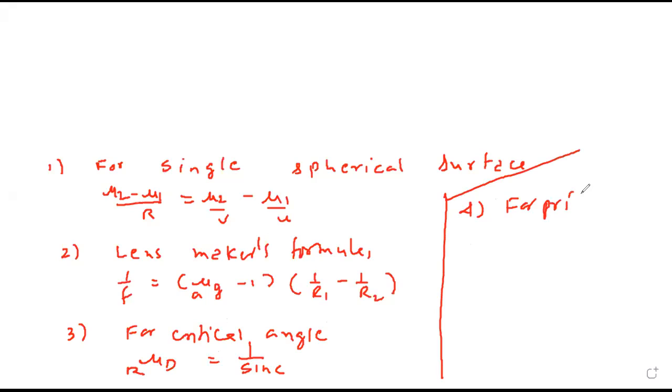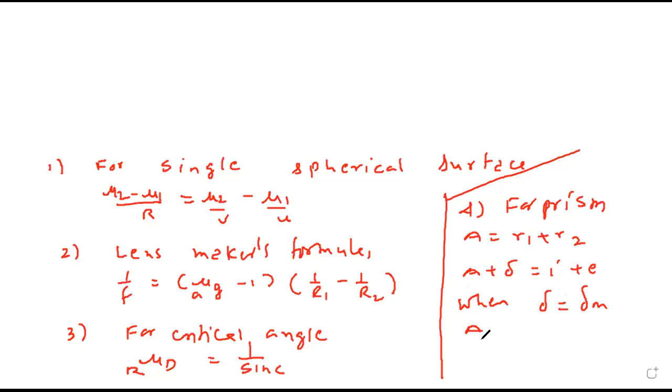For a prism, A equals r1 plus r2, A plus delta equals i plus e. Then delta equals minimum. Then A by 2 equals r, and A plus delta m upon 2 equals i. Just copy this formula.